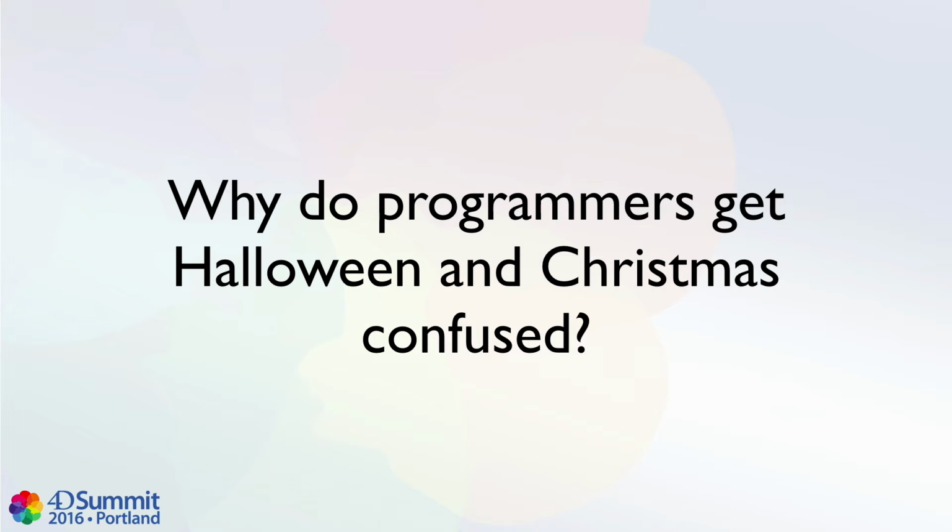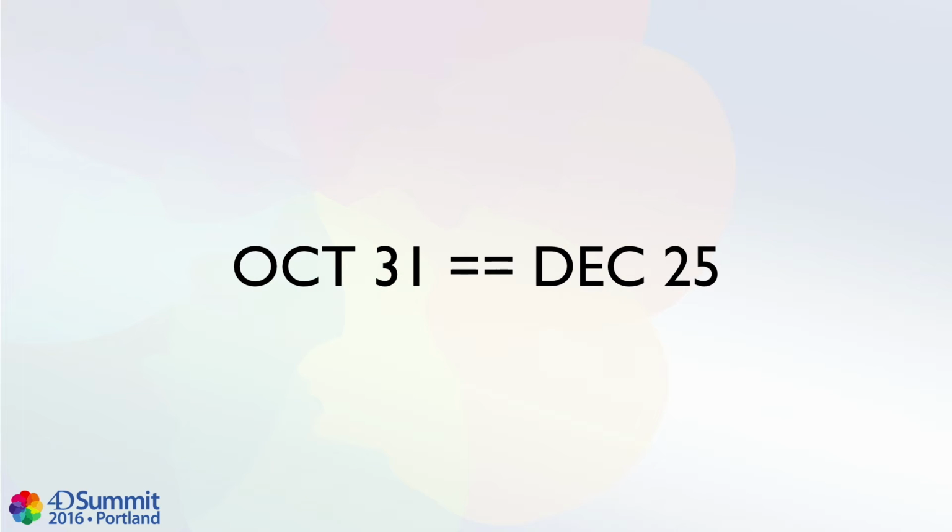Why do programmers get Halloween and Christmas confused? Because octal 31 equals decimal 25.